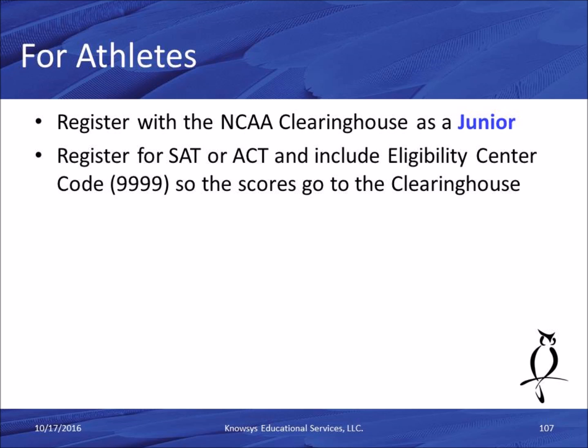Okay, what about an athlete? If you're an athlete, you need to register with the NCAA clearinghouse as a junior. And then when you take the SAT or the ACT, you will include the eligibility code for the center, the 9999, so that your scores will automatically be sent to the clearinghouse. This is an important part of the process.